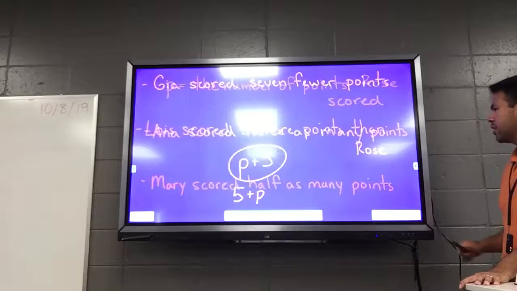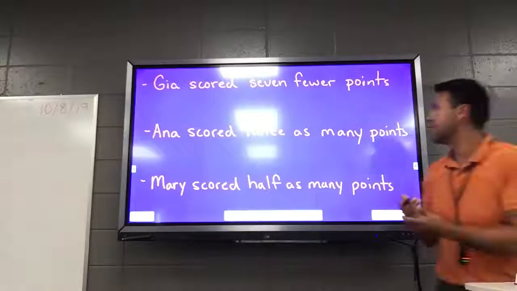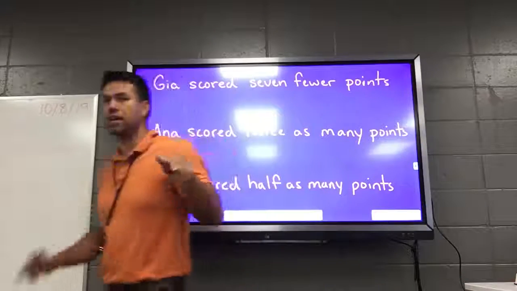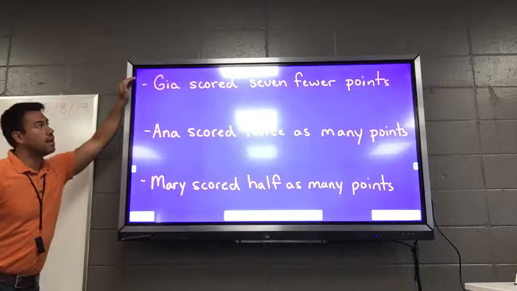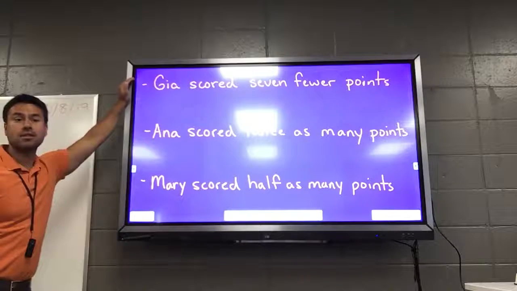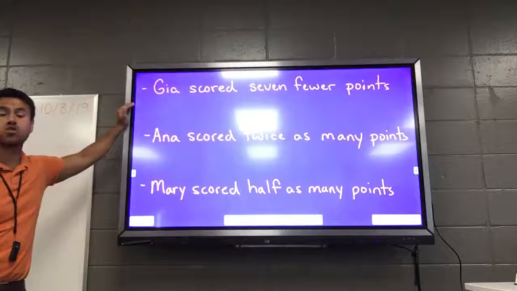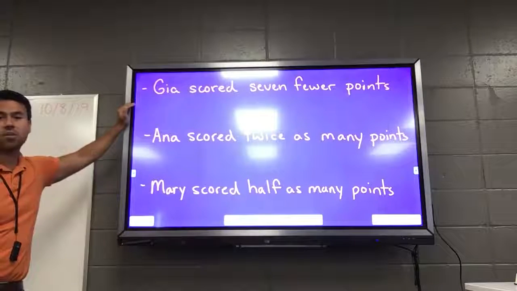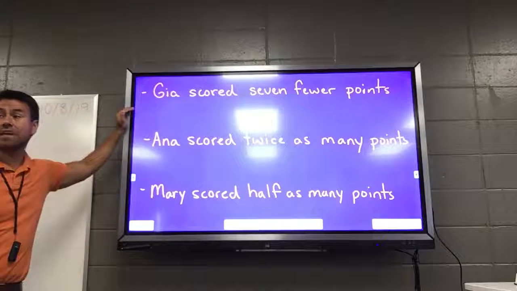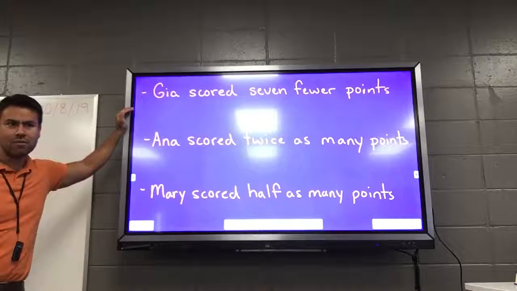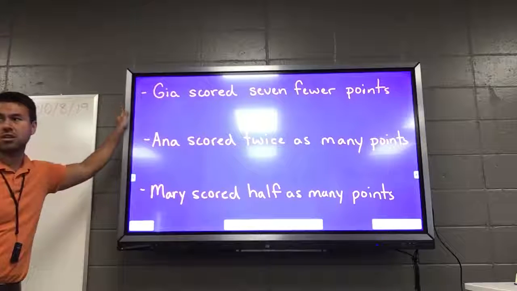Okay, next scenario. We're going to look at this first one up top. Gia scored 7 fewer points than Rose. I didn't write "then Rose" every time, but it's saying Gia scored 7 fewer points than Rose. Write an algebraic expression that describes that. Gia scored 7 fewer points than Rose. You're like, well, I don't even know how many Rose scored. Yeah, but you can still come up with an expression.